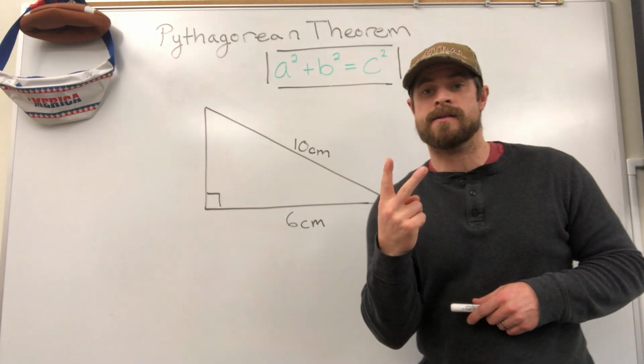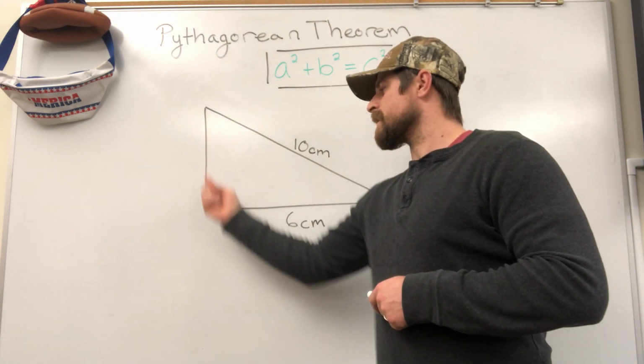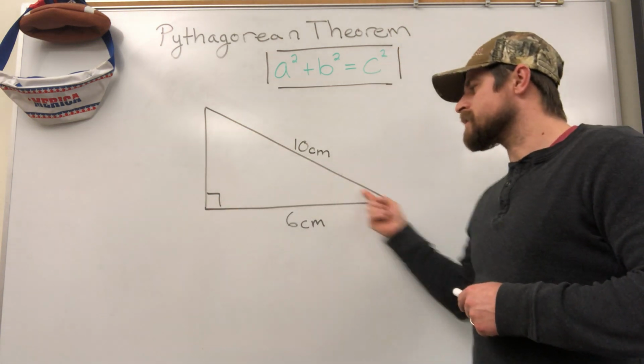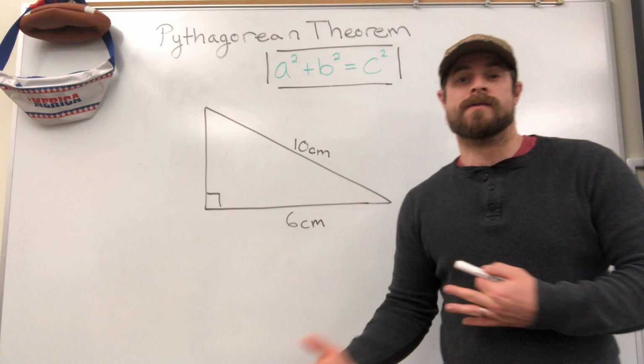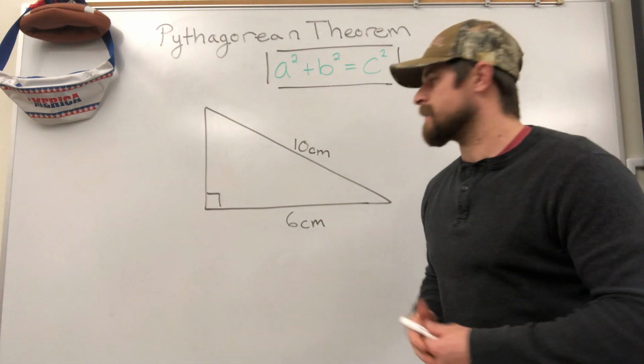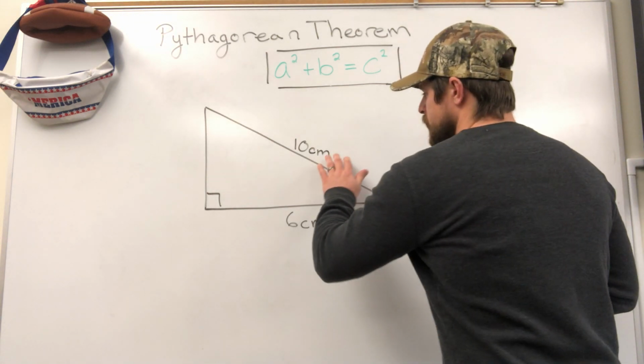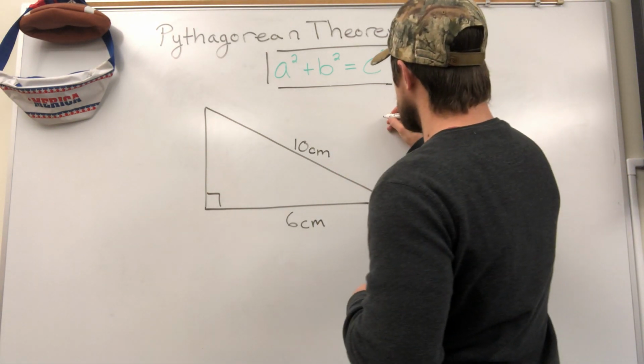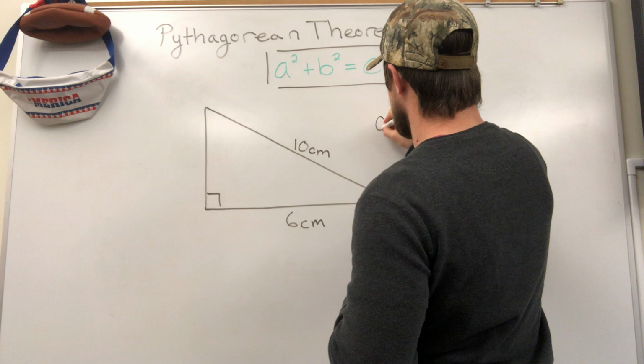Remember, the two legs are the two sides that make the right angle. The hypotenuse is always the longest side and it's across from, or opposite of, the right angle. So how would we find a missing leg? If you watched my previous video, I taught you how to find a missing hypotenuse, but what are we gonna do when we don't know what A is?